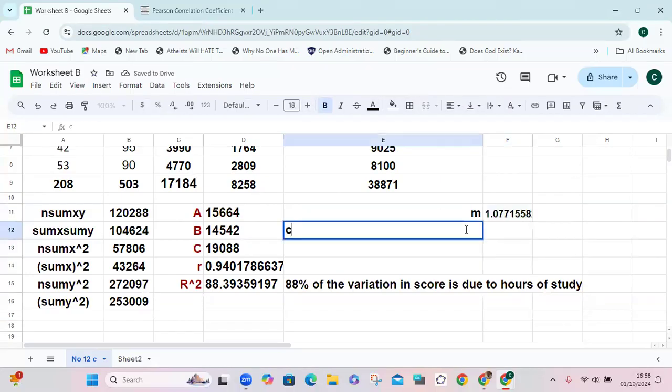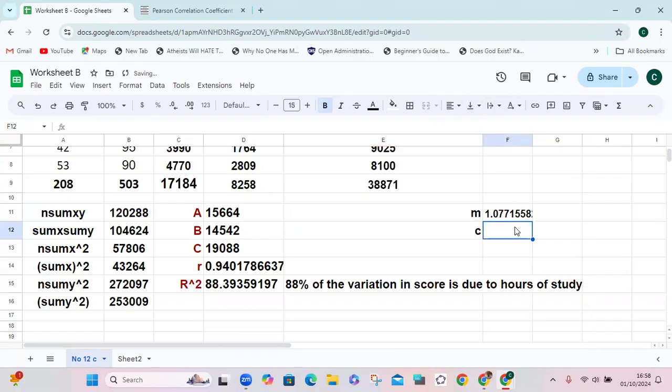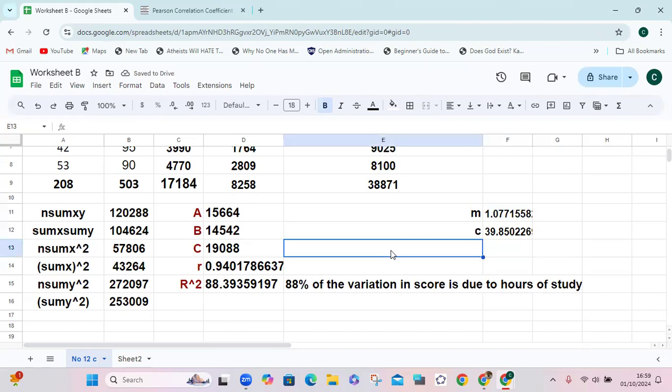C now is equal to, as the formula says, open bracket, the sum of y, subtract m, we just calculated m, times the sum of x, close bracket, divided by n, which is 7. So C is 39.85. And now we can write out the equation now. Y is equal to mx plus c. We can do that right there.